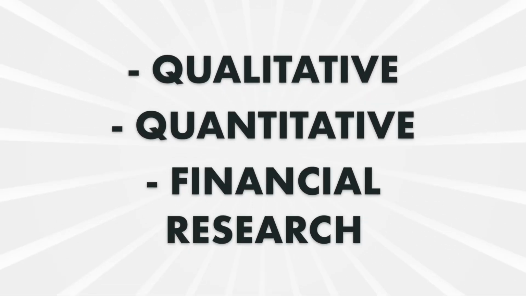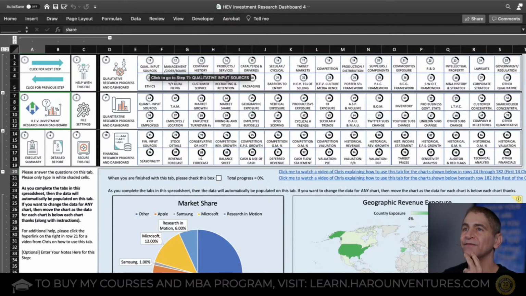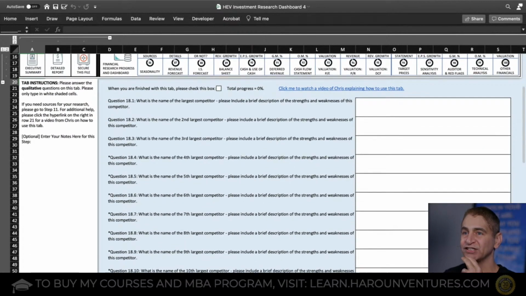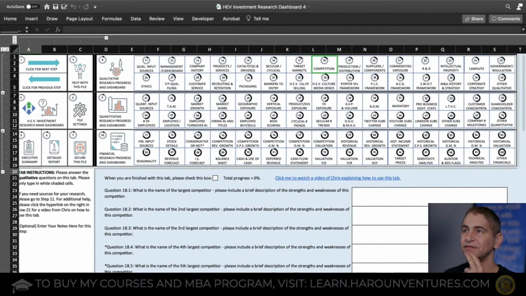But you've got to do qualitative, quantitative, and financial research. There are a number of different steps here. When you look at the competition, you have to look at the strengths and weaknesses of each competitor. You've got to think of future competition as well. You have to understand production and distribution for all companies in the sector.